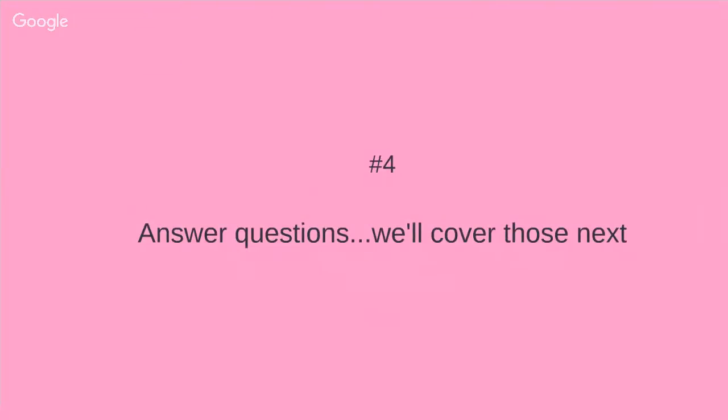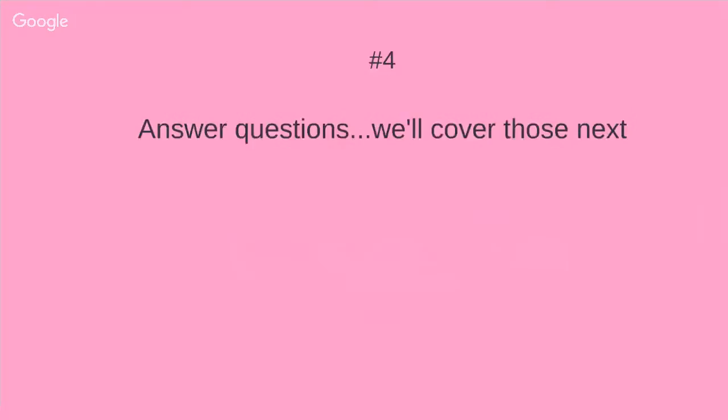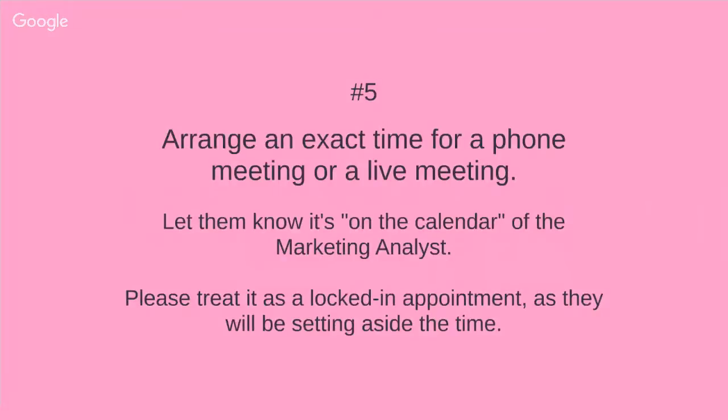So the next step is, of course, they're going to have questions, and we'll get to that in the next slide. And finally, on step number 5, you're going to try to arrange a meeting. We want an exact time that's helpful for us, either a phone meeting or a live meeting. Let them know it's on the calendar with respect to the marketing services, on the calendar of the marketing analyst. With respect to the negotiation services, with our education expert. Please treat it as a locked-in appointment, as they will be setting time aside. We find that that's much more effective than something that's a little more nebulous, and it achieves better success.